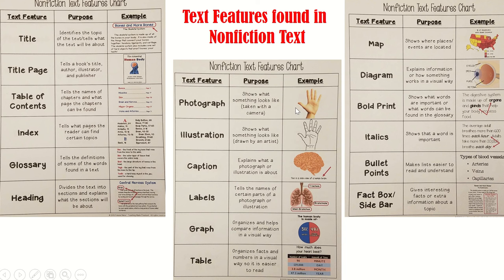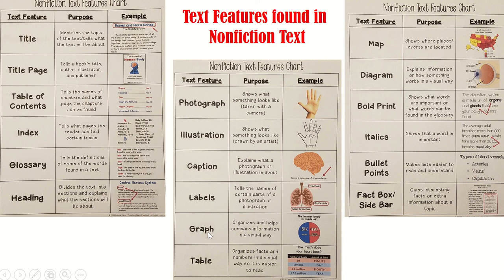The difference between a photograph and an illustration. A photograph is an actual picture taken by a camera. An illustration is something that is drawn with pencil, paints, markers, whatever. A caption, we know, is the little text that's underneath a picture, a photograph or illustration, describing what the picture is about. Labels are used in a diagram to show what each of the different parts are.